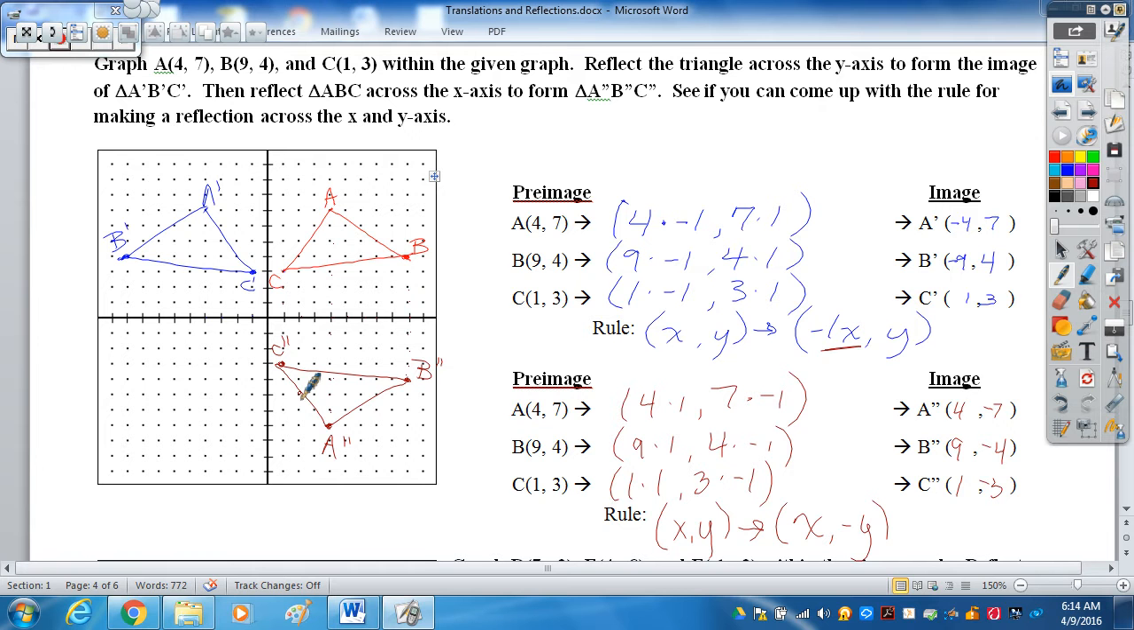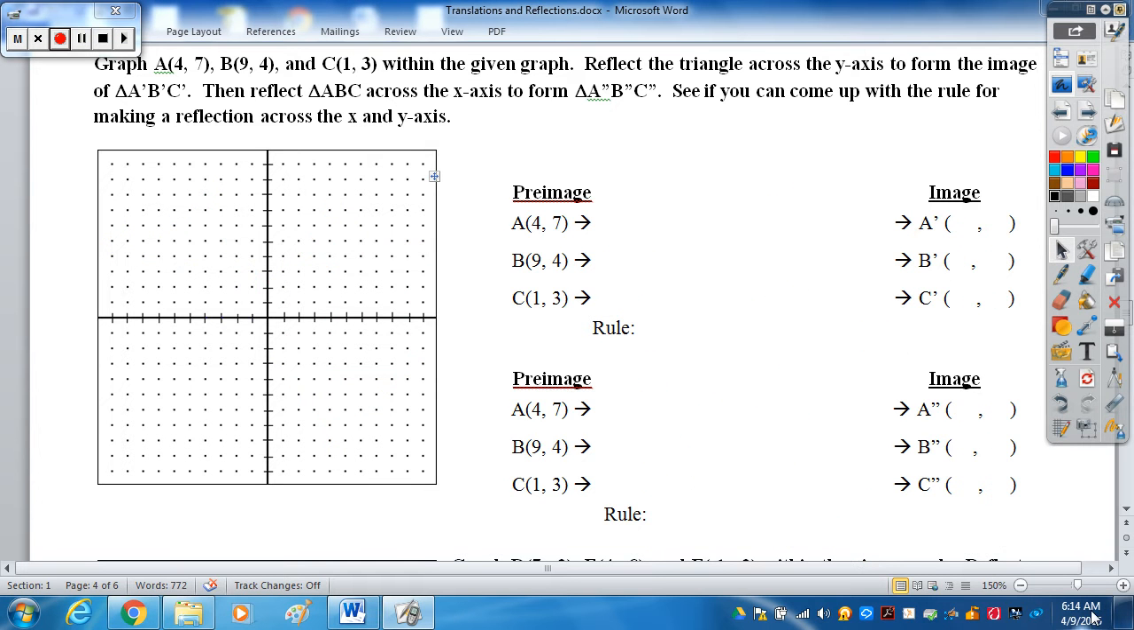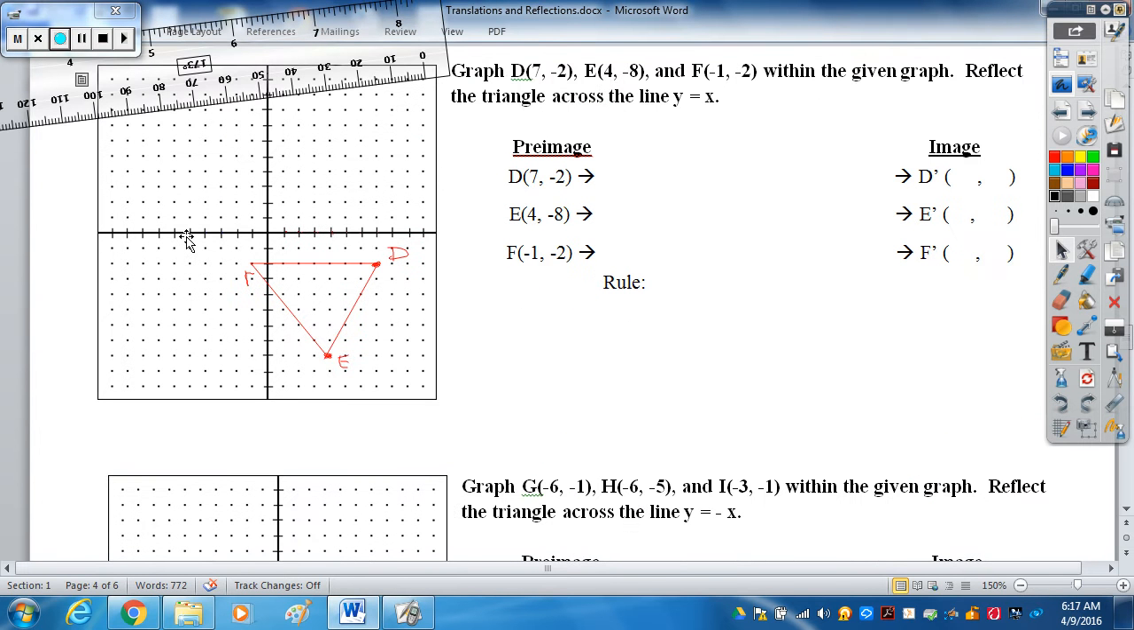All right, I want you to go to the next problem, and I want you to go ahead and graph the triangle DEF, and then I want you to draw on the line y equals x, if you can remember how to do that, okay? And then we're going to talk about how to reflect that across that line right there. So take a moment and go ahead and do that for me. All right, so I went ahead and graphed triangle DEF, and hopefully you've graphed that one out correctly also. And then what I'm going to do is graph the line y equals x.